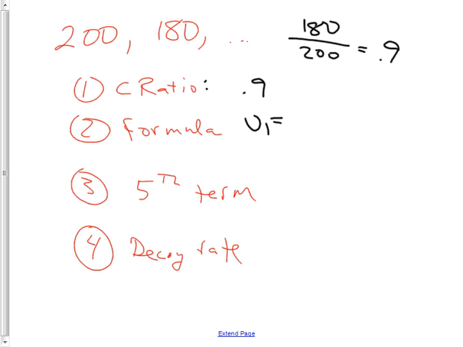If I was doing a real world problem about like investments or loans or something, I would be using U sub 0. Unless they gave me a year, in which case I'd be using U sub the year.